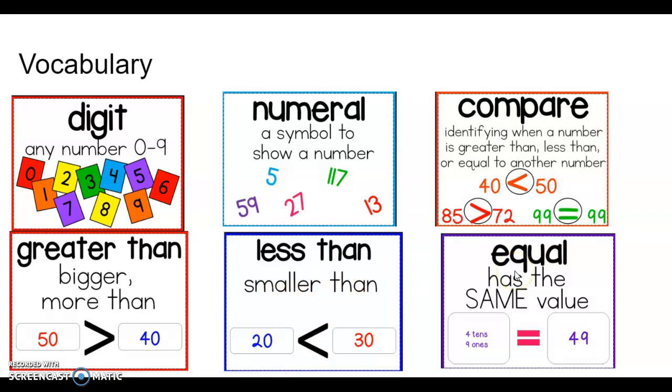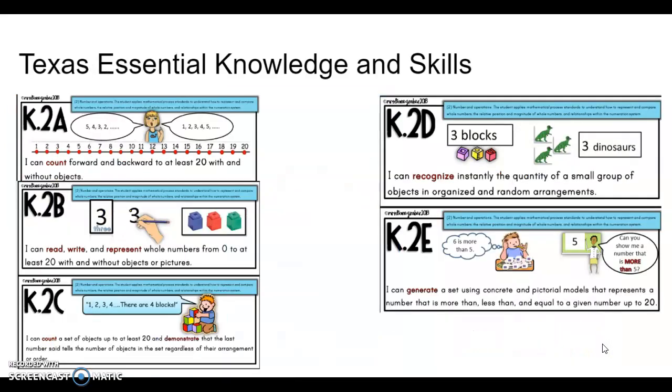If a number is equal, it has the same value. So 4 tens and 9 ones is 49. 49 is equal to 49. Same value. So these are our TEKS we're working with this week, representing sets.